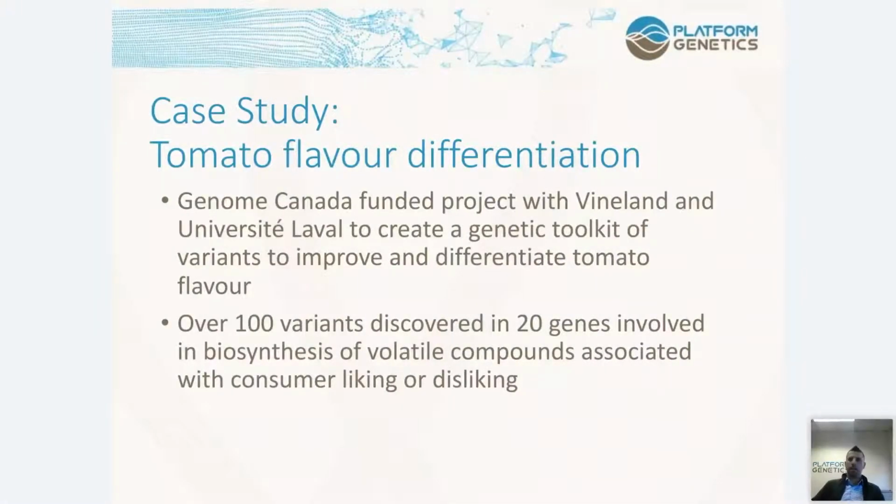Next, I want to walk through a case study. This is an interesting case study that highlights a multidisciplinary integration of genomics, biochemistry, and sensory science. This is a Genome Canada funded project with Vineland Research and Innovation Center and Laval University, which set out to create a genetic toolkit of variants to improve and differentiate tomato flavor, in greenhouse on-the-vine type tomatoes. In this project, we identified over 100 variants in 20 genes involved in the biosynthesis of volatile compounds associated with consumer liking or disliking of tomatoes. And we did this again by tapping into that Vineland DMS population of almost 5,000 M2 families.